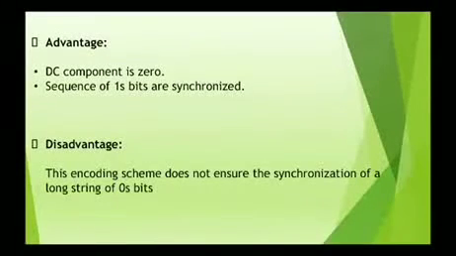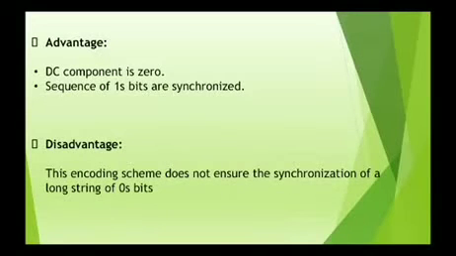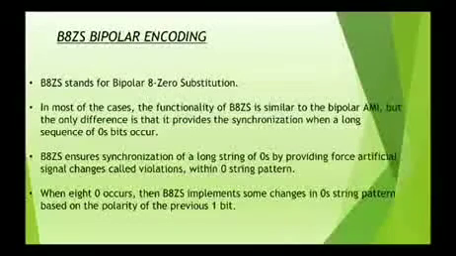AMI is also one of them. The advantage of AMI is that the DC component is 0 and a sequence of 1 bits is synchronized. The disadvantage is that the encoding scheme does not ensure synchronization of a long string of zero bits. If there are only 0s, a transition only occurs when there is a 1 bit, positive or negative. When it is 0, it cannot ensure the synchronization of long strings.